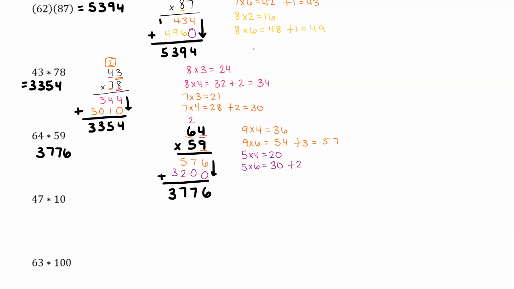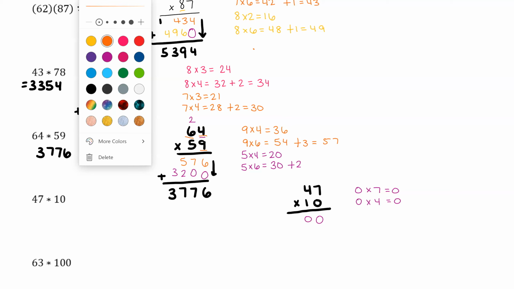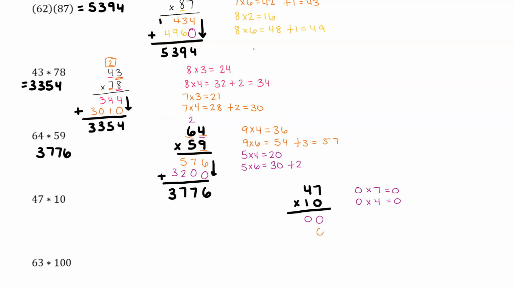47 times 10. So we'll start all the way on the right. 0 times 7 equals 0. 0 times 4 equals 0. Now we move one digit to the left, which is a 1. So we're going to drop a 0 and then we're going to start again. 1 times 7 makes 7. And 1 times 4 makes 4.